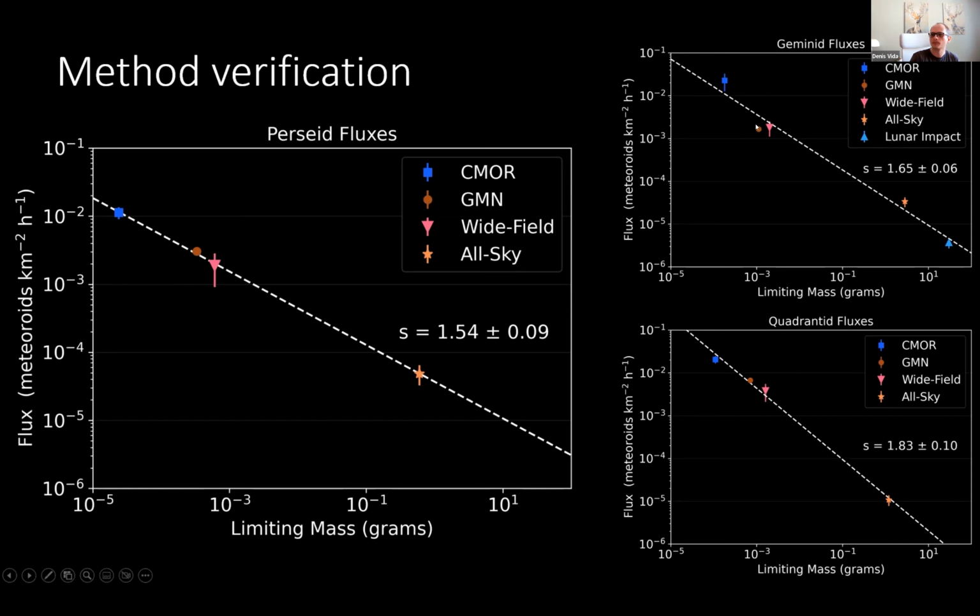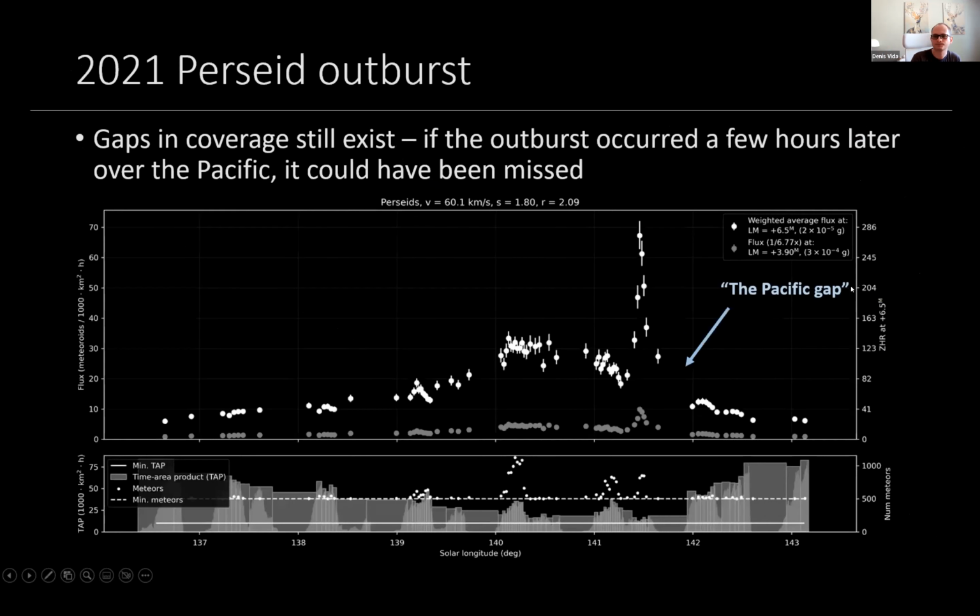However, that would mean that the ZHR of the Geminids, according to these other observations, should be 200. So probably they have some sort of a broken power law distribution, or maybe these other observations, for example, from the radar or the lunar impacts, might have some calibration issues.